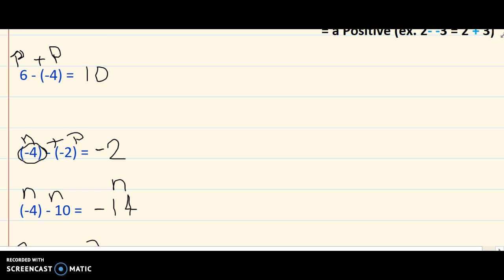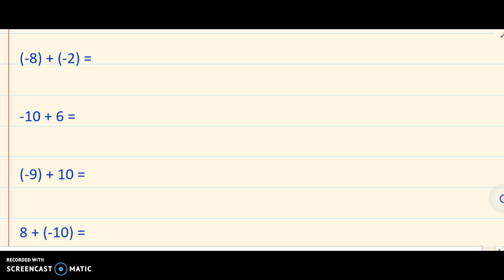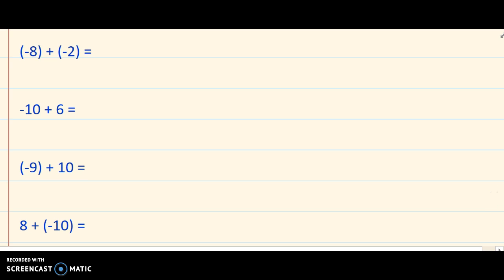I am getting this whole little scroll bar together. At any time you can pause and see what you can do here. I'm going to give you a moment to pause. Okay. Negative, negative. Negative, positive. Negative, positive. Positive, negative.